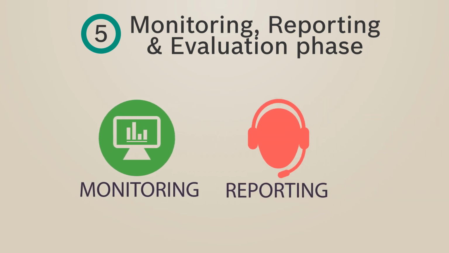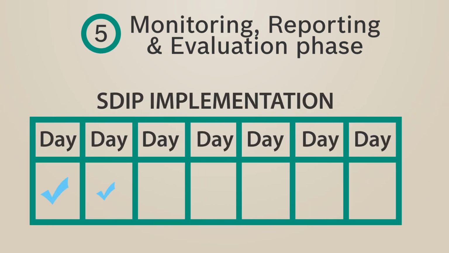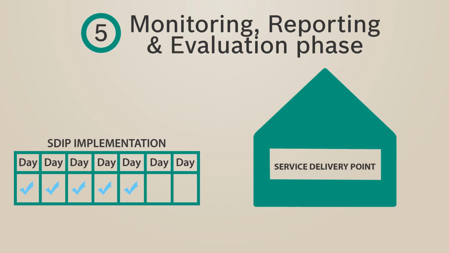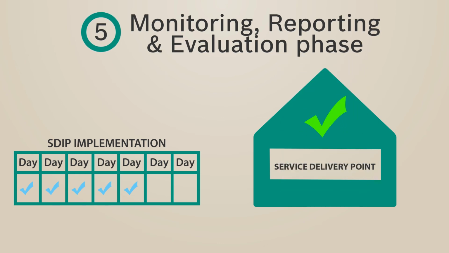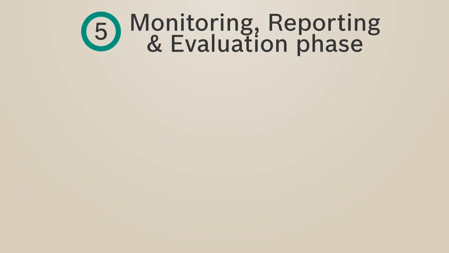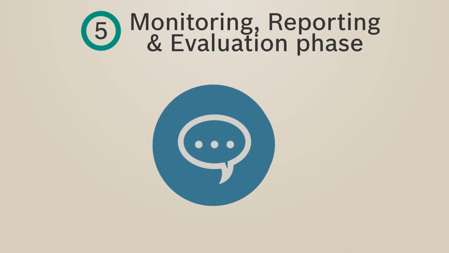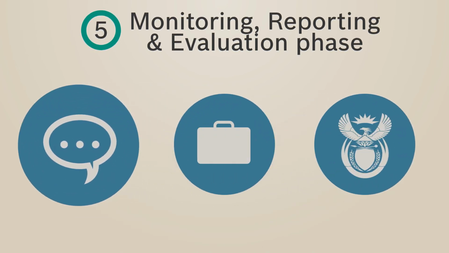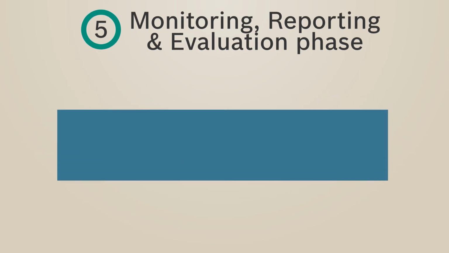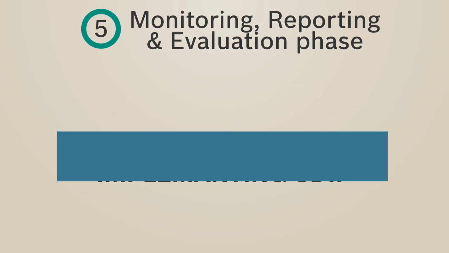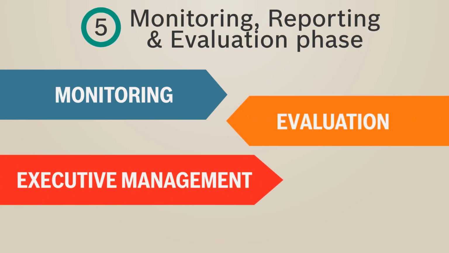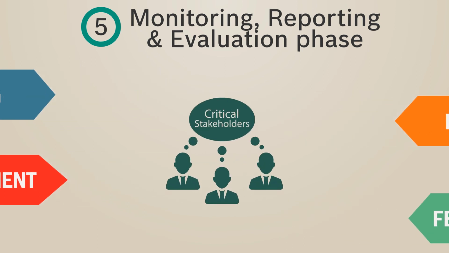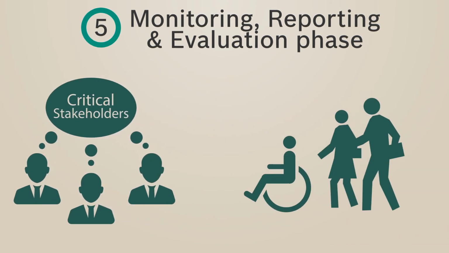The monitoring and reporting of the day-to-day implementation of service delivery improvement plans is expected to be done at the service delivery points and supported by institutional policies that are meant to support an effectively functioning public service. Institutions are expected to report to Treasury and the Department of Public Service and Administration on the progress made in implementing SDIPs. The monitoring and evaluation of such plans by executive management ensures that feedback is also given to the critical stakeholders and service beneficiaries.